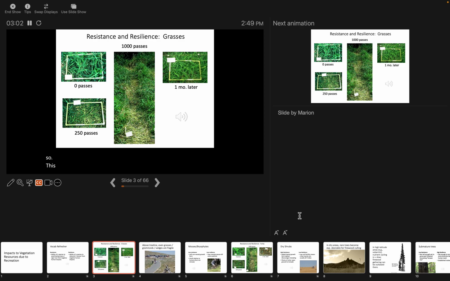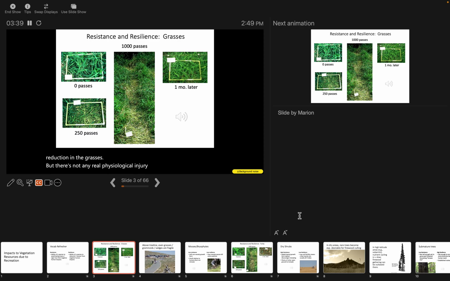So this illustrates 250 passes, so one person walking by 250 times, or 10 people more likely walking by 25 times each. As you can see, it looks about the same. These are old photographs from that era, so it's a little bit hard to see. You can see the individual pixels instead. It's not really any long-term harm at all, right? So this is the resistance phase. This is what that looks like. There's a visible trail, there's a height reduction in the grasses, but there's not any real physiological injury.